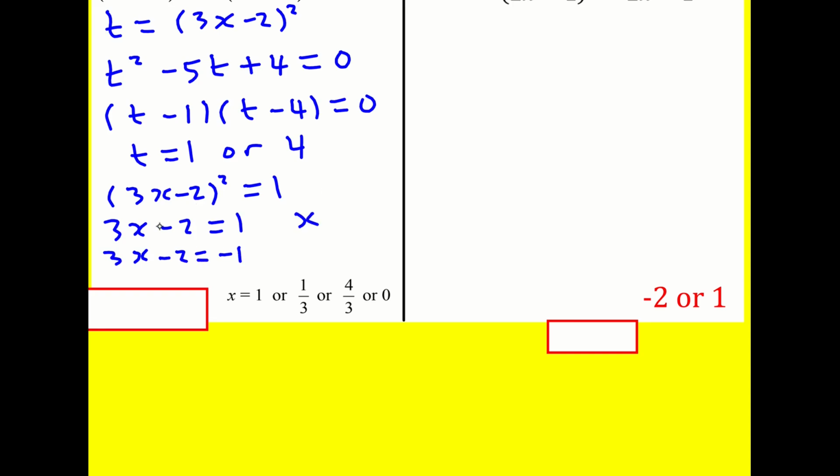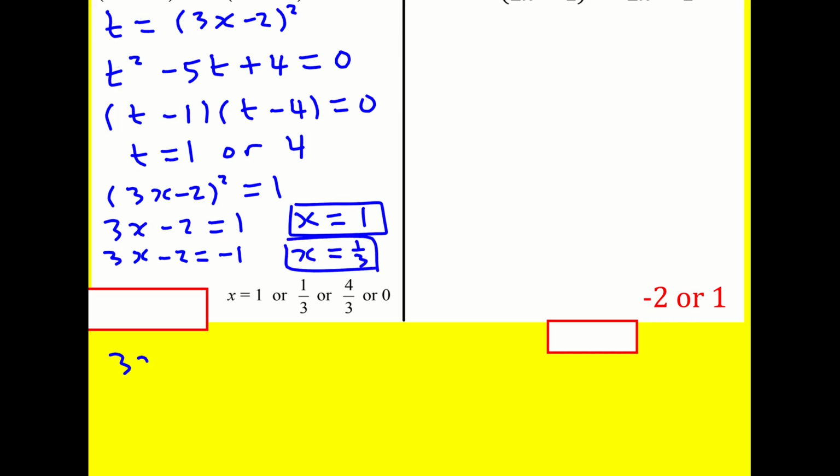And that's going to give, if I add 2, I'm going to get 3. I'm going to divide 3 by 3. I'm going to get my first solution, x equals 1. And here I'm going to add 2 to minus 1. That's going to give me 1. Divide by 3. I'm going to get x equals 1 over 3.